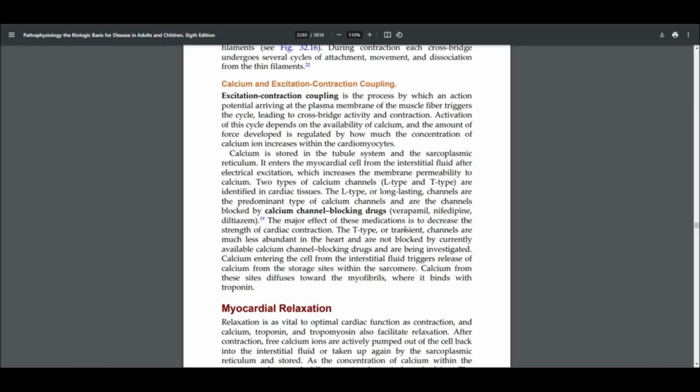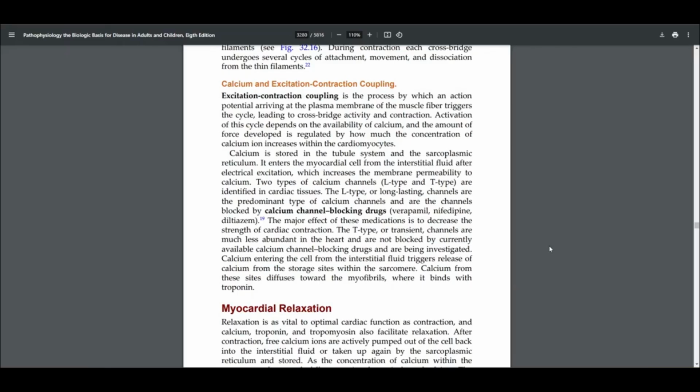Two types of calcium channels, the L-type and the T-type, are identified in cardiac tissues. The L-type, or long-lasting channels, are the predominant type of calcium channels and are the channels blocked by calcium channel blocking drugs such as verapamil, nifedipine, and diltiazem. The major effect of these medications is to decrease the strength of cardiac contraction. The T-type, or transient channels, are much less abundant in the heart and are not blocked by currently available calcium channel blocking drugs, and are being investigated.